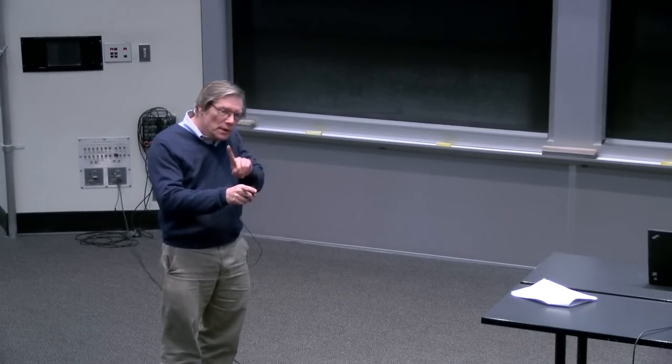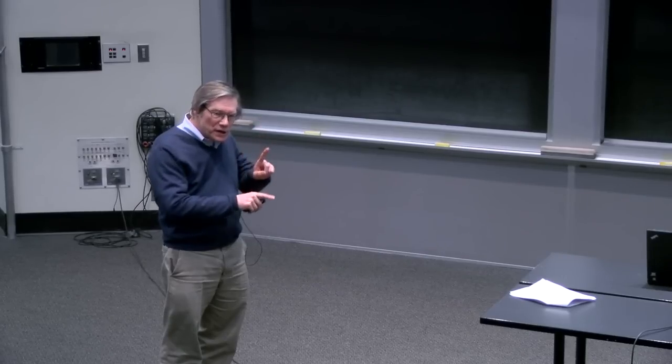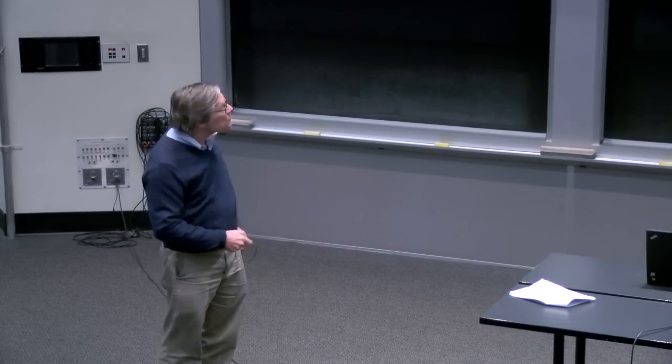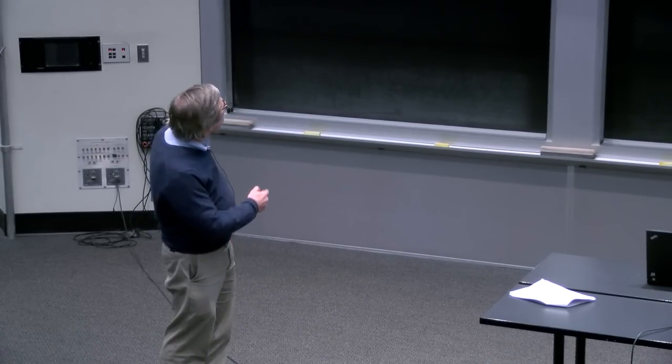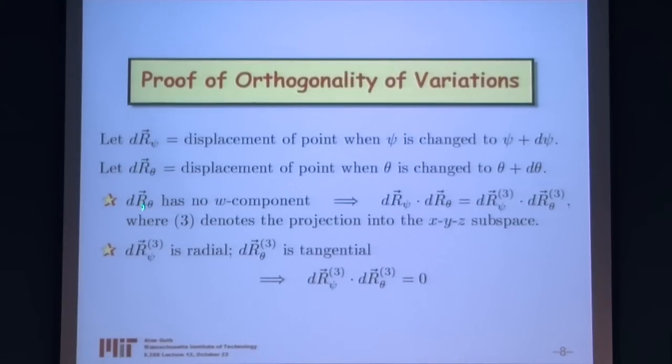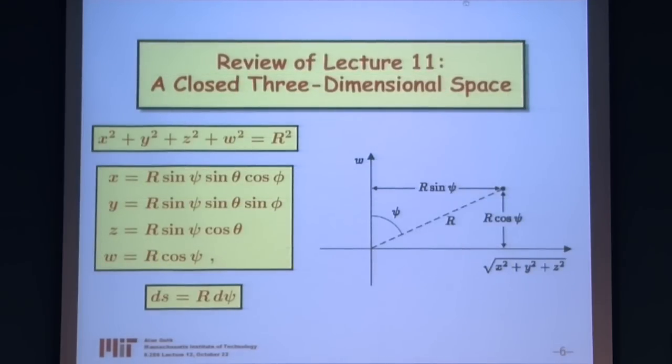So if you do them both, the magnitude of the change is just the square root of the sum of the squares. So first, looking at dr sub theta, we notice that dr sub theta has no w component. And to make that clear, we should go back a couple slides and look at how w is defined. w is defined as r times cosine psi. So if we vary theta, w doesn't change. It doesn't depend on theta.